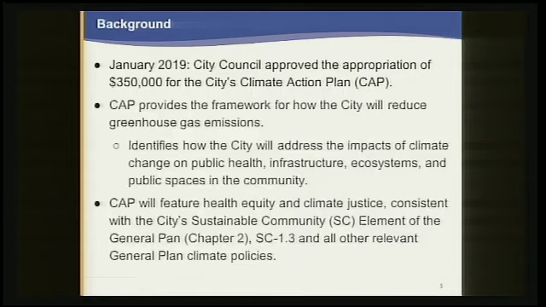The CAP will feature also, and we're excited about this, a health equity and climate justice component, and that's consistent with our sustainability policies within our general plan, Chapter 2. There are some granular, very high-level policies. We'll take those policies and then implement them through the CAP to deal with health equity, social equity, and climate justice issues.